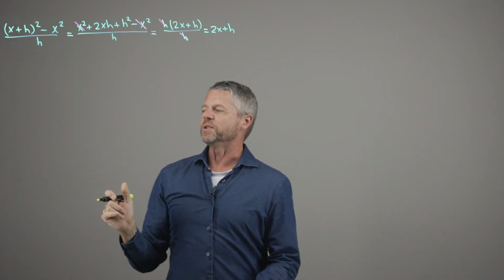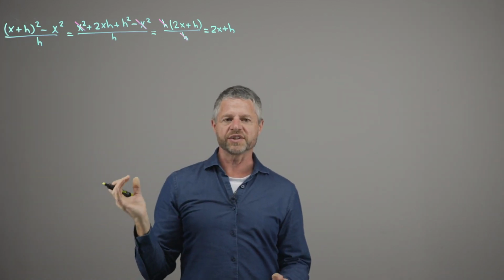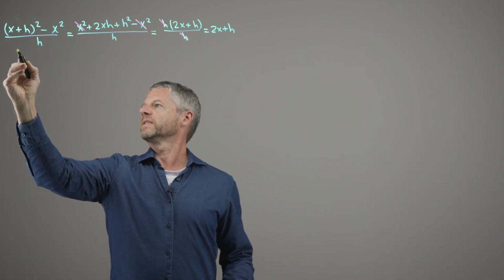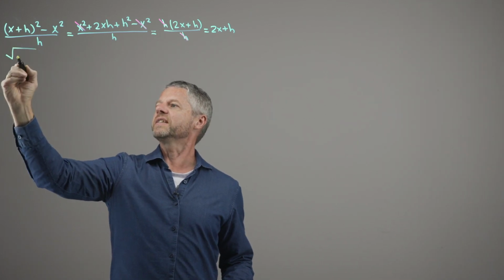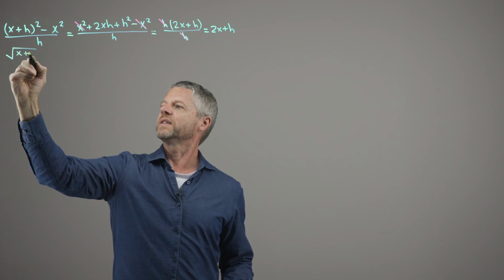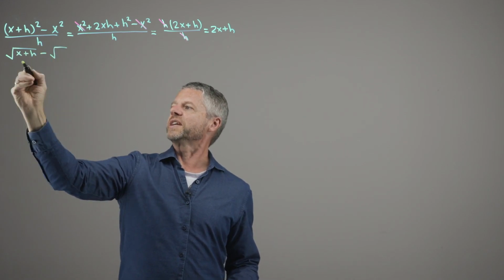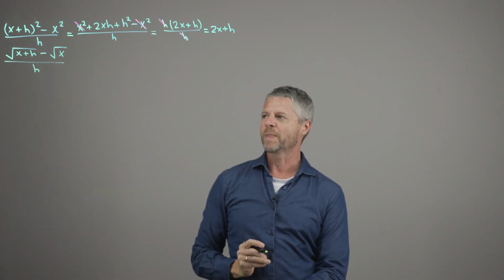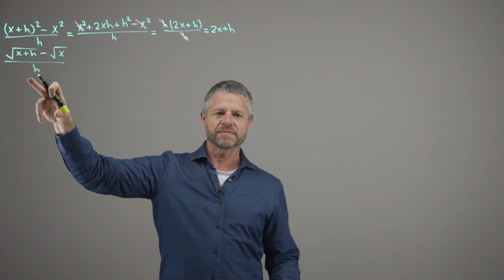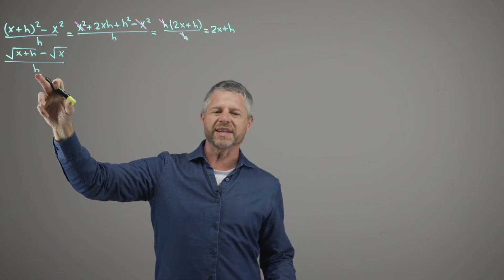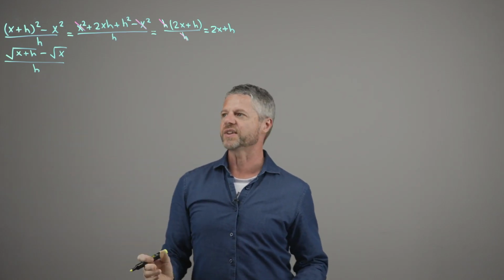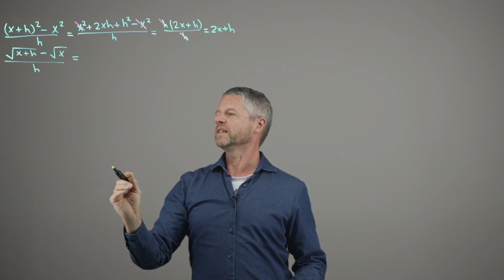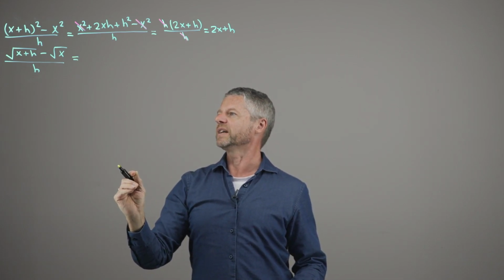Let's do a similar example where again we're trying to figure out what the function does as h goes towards 0. For this one I'm going to bring in some square roots. So square root of (x plus h) minus square root of x, all divided by h. And again, I don't know what happens to this expression as h goes towards 0 because I've got h in the denominator and that kind of messes things up. So instead, let's see what I can do here.